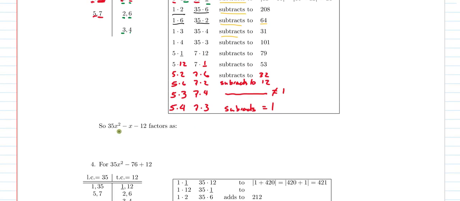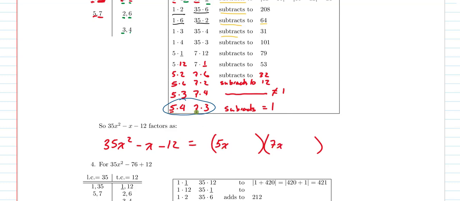Okay, so now we're ready to factor it. Now that we've identified this as our pair, we're ready to do the factoring. So we've got 35x squared minus x minus 12. That's equal to, there's our two binomials, and we said that we're going to have 5x and 7x because we wanted the 5 and the 7.